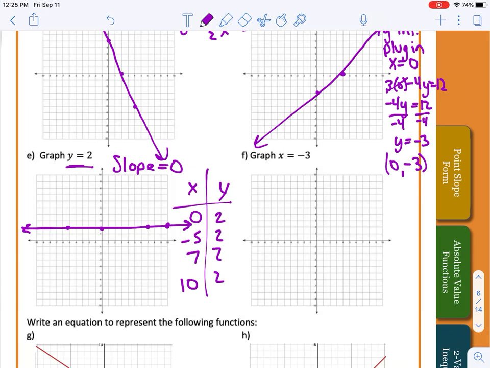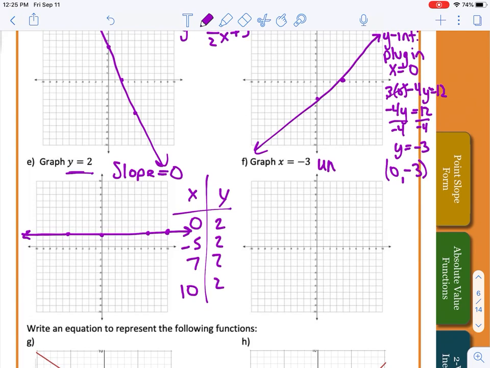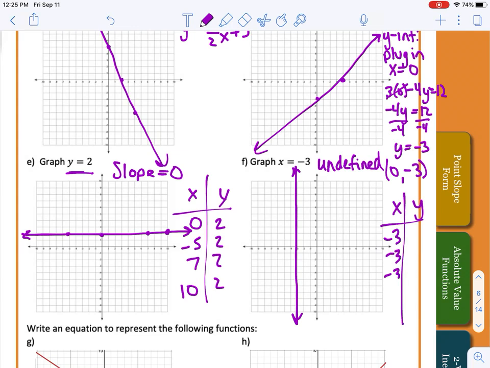If you have a graph of x equals a number, this means our slope is undefined. And if you recall, an undefined slope means it runs vertically. So we have a vertical line at negative 3. Once again, we can make an x, y, t-table where all of our x's are negative 3 and all of our y's are another number. And you'll notice these are also all on our line that we've drawn. Okay?